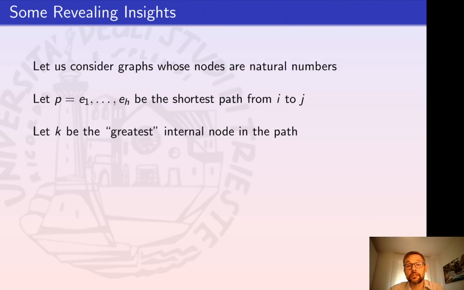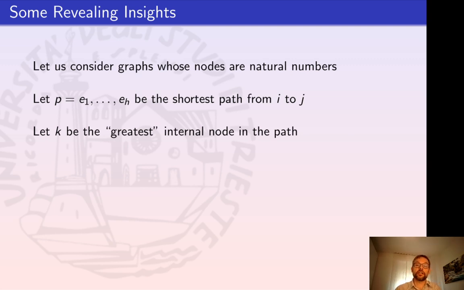Now let's try to figure out a way to solve the all pairs shortest path problem in a nice way. So let's try to simplify in some sense. It's not really a simplification, it's just a way to see things which allows us to understand better what's going on.